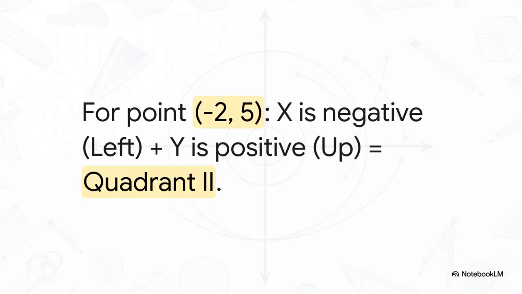So this is where it gets cool. If I ask you to find the point (-2, 5), you don't even have to draw it to know where it is. Just think. The x is negative, so that's a left turn. The y is positive, so that's up. Left and up, well, that can only land you in one place, quadrant II.